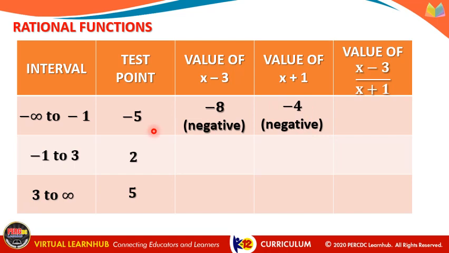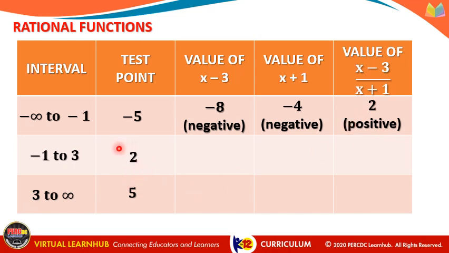If x is negative 5, this rational expression will be positive 2. So, nakita natin, from negative infinity to negative 1, the rational expression is positive. Again, ang kailangan lang talaga natin kung positive ba siya o negative. We don't care about the number. We just want the sign. Okay? Let's do the same for the other two intervals.